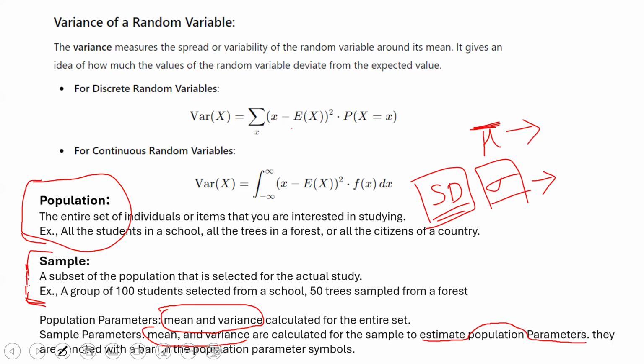You already have the right information, the ideal information, and you are trying to estimate those ideal parameters with little effort, by taking a sample out of it. You are not going to every voter. Instead, you are going to some subset of voters and trying to understand the trend of the election. That's all about population and the sample.